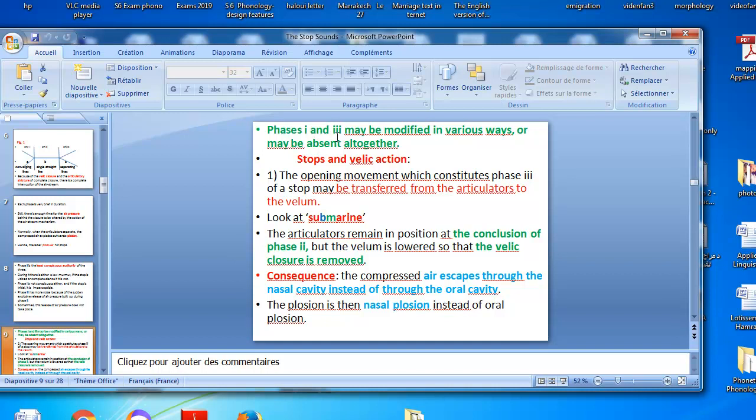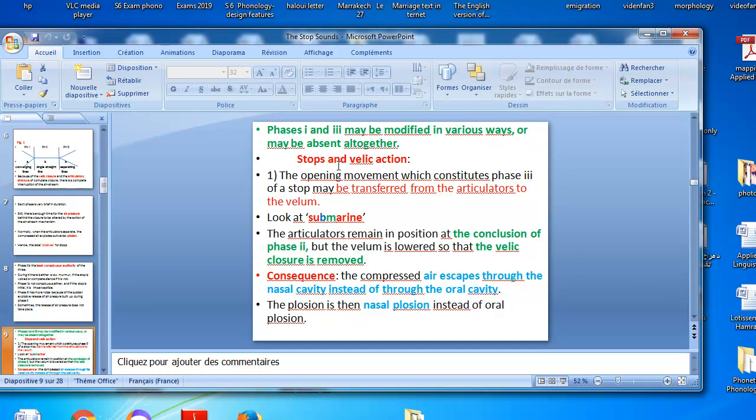Phase 1 and 3 may be modified in various ways, or may be absent altogether. And let's have now concrete examples to show the function of sounds and how this new way of approaching stops is going to be of great help to us to understand the interference between sounds in different phonetic environments.